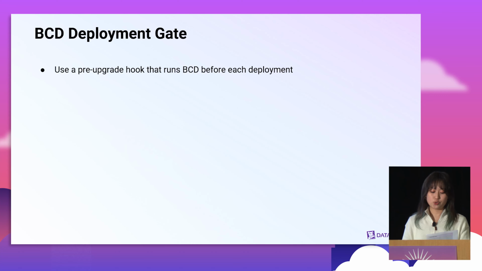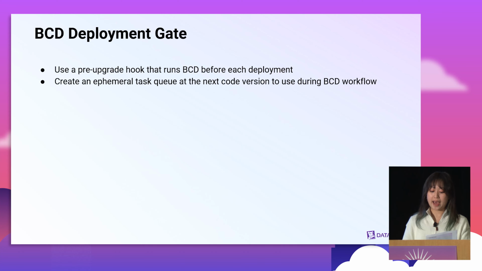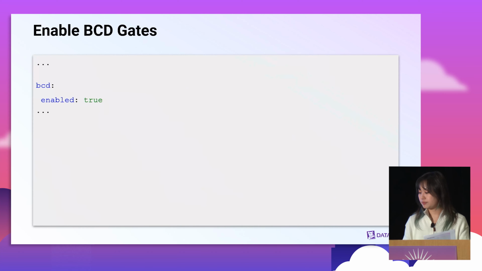And this brings us to why we create an ephemeral task queue at the next code version, and then we take this and use it as our replay task queue in our BCD workflow. So this allows us to check for breaking changes between versions. To enable the gate, we would simply toggle on the enabled value to true, and then the gates will automatically start running before each deployment.